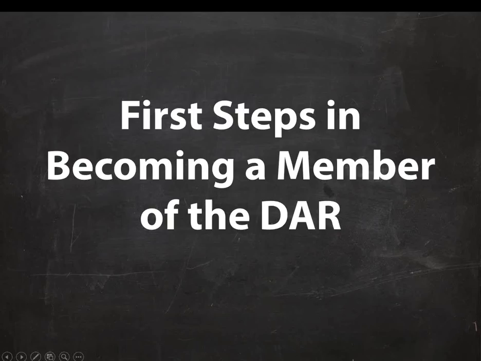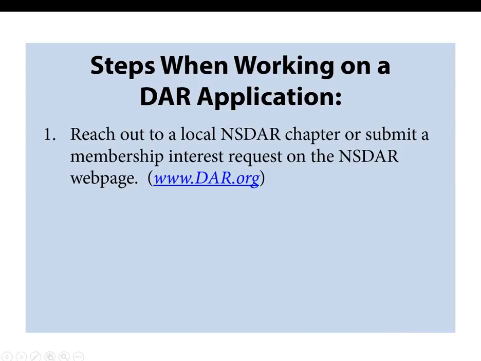So the first steps for becoming a member of the DAR. First, you want to reach out to a local NSDAR chapter or submit a membership interest request from the NSDAR webpage at www.dar.org. Other ways you can find an NSDAR chapter is through newspapers, word of mouth, or Google. Many chapters have websites. Remember, you want to find the chapter that works for you.